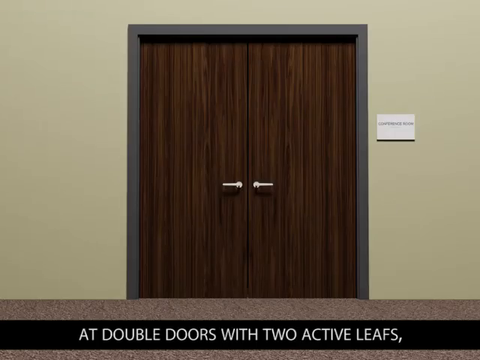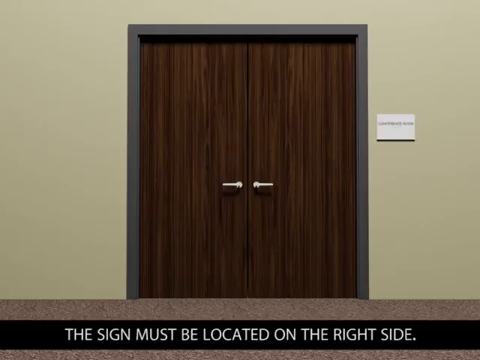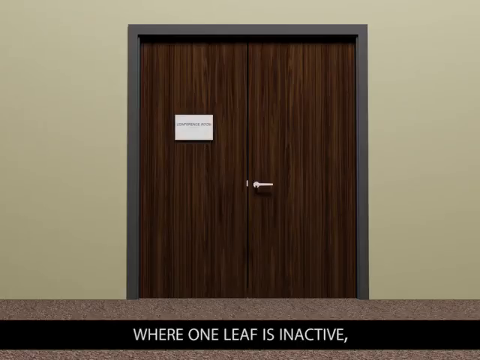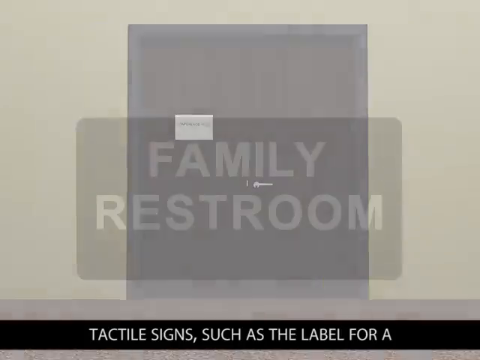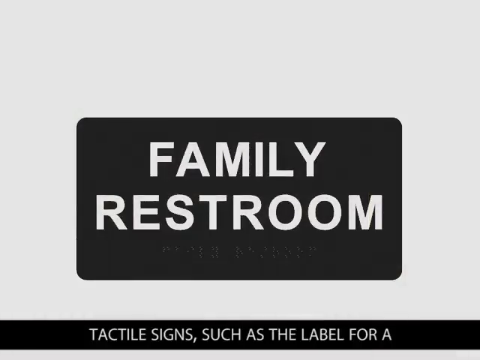At double doors with 2 active leafs, the sign must be located on the right side. Where 1 leaf is inactive, the sign is required on the inactive leaf. Tactile signs, such as the label for a family restroom, shown here, must be visually accessible as well.